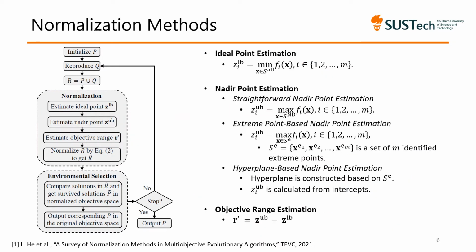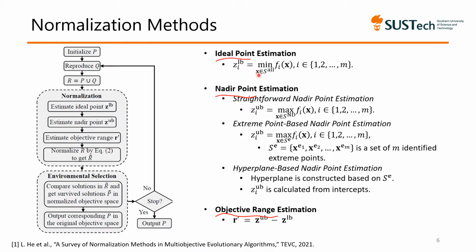Different methods have been proposed to adaptively estimate the ideal point, the nadir point, and objective range. In this paper, we only consider some representative methods. For more normalization methods, you can refer to our survey paper, a survey of normalization methods in multi-objective evolutionary algorithms.